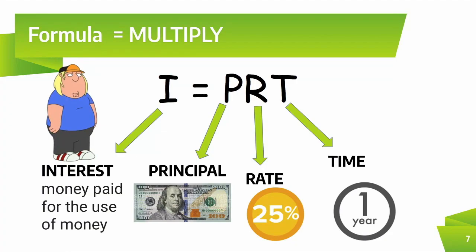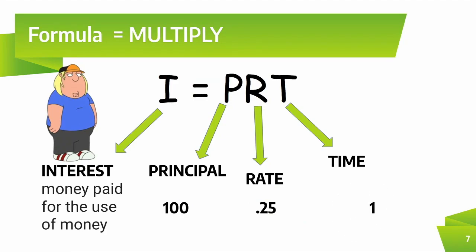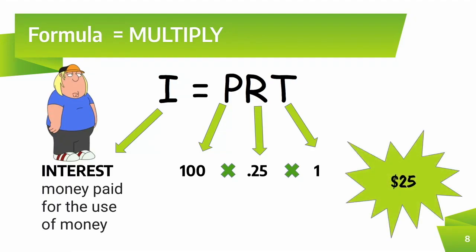Well, we can't multiply $100 times 25%. We have to take that percentage and change it to a decimal in order for you to be able to multiply it. And then, of course, the time is just 1. So then we multiply. 100 times 0.25 times 1. And this will tell you how much money Chris is going to pay Meg in interest. And when you multiply that, you get $25.